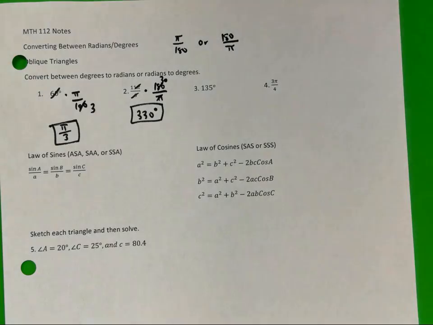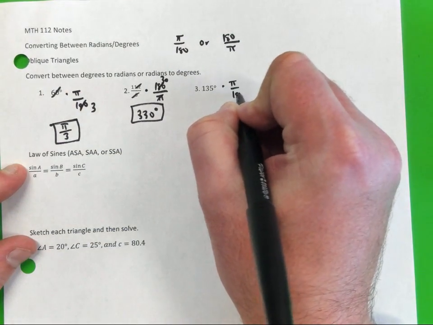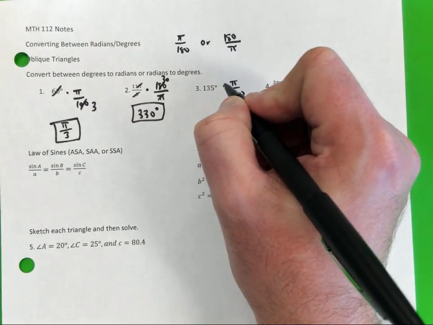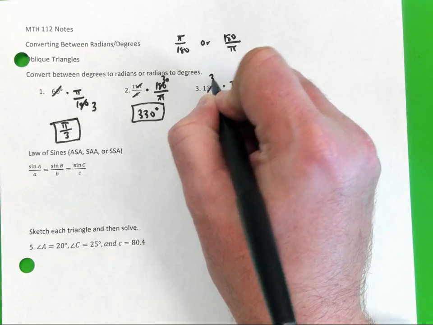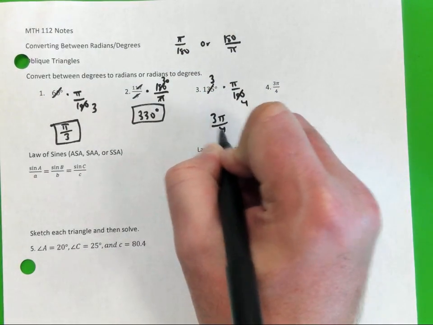135 degrees. How am I going to convert that to radians? Multiply by what? I think 45 can go into both of them. 45 goes in 135 3 times, and this is 4. So it's 3 pi over 4.